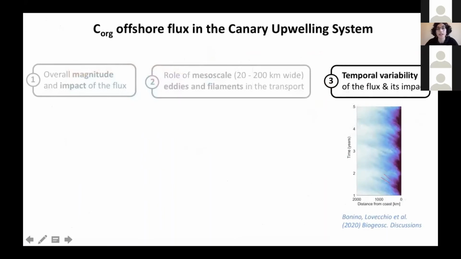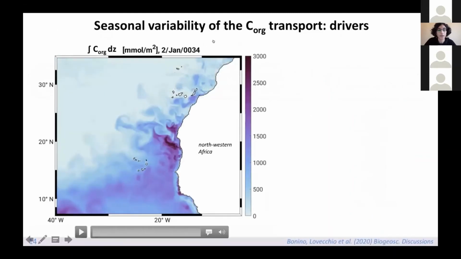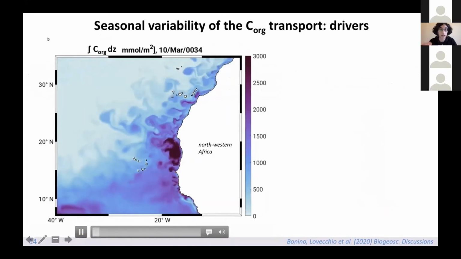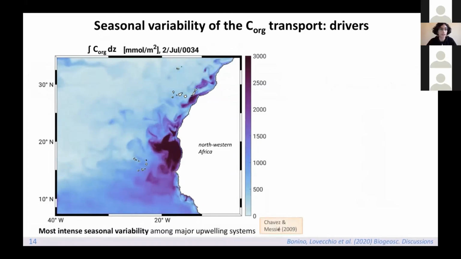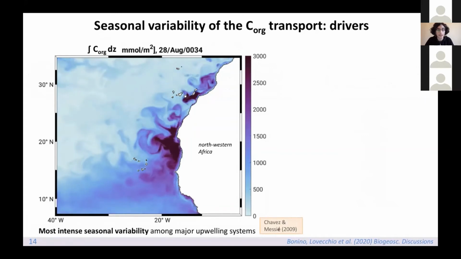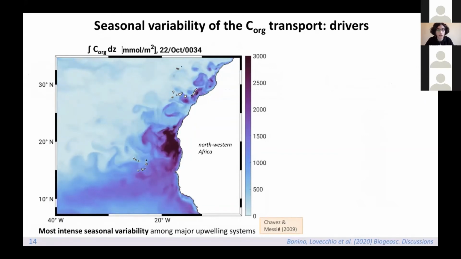As a last point, I want to discuss the temporal variability of the offshore flux of organic carbon and its impact on the open waters. And this is the very last, the most recent part of the work that we did with this model. I'm going back to the initial animation that I showed you before. But this time I would really want you to focus on how the organic carbon concentration next to the North African coast changes in time. So the Canary upwelling system is actually known to be the one that has the most intense seasonal variability among the major upwelling systems.